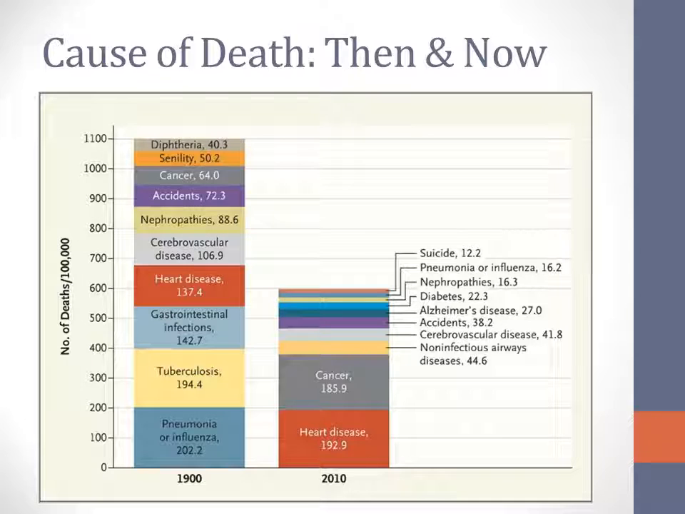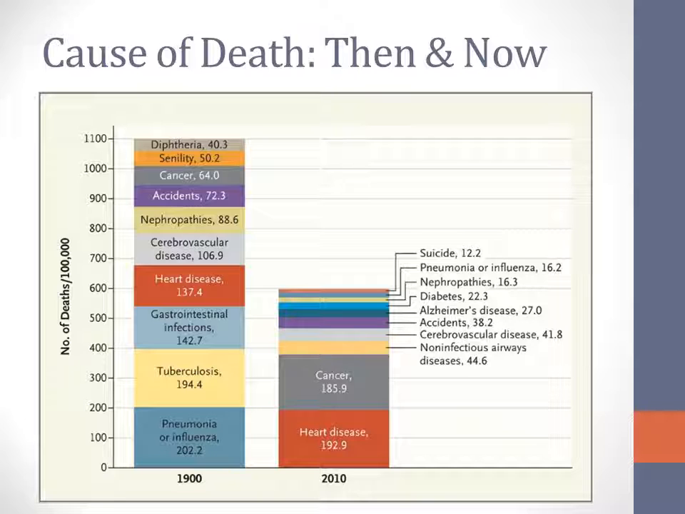Let's end this section by looking at the causes of death then and now. Look at the causes of death in 1900 compared to 2010. First of all, the number of deaths per 100,000 population is significantly lower. It's almost half. And this is why we have the increasing life expectancy. Life expectancy is probably 30 to 40 years higher.